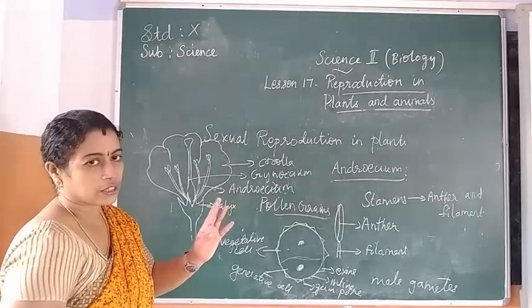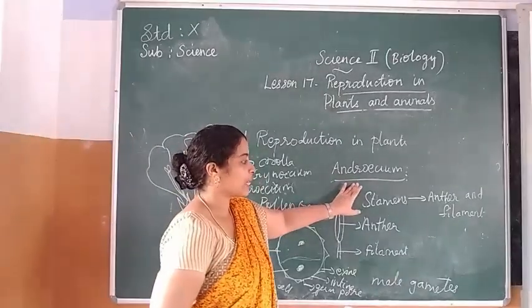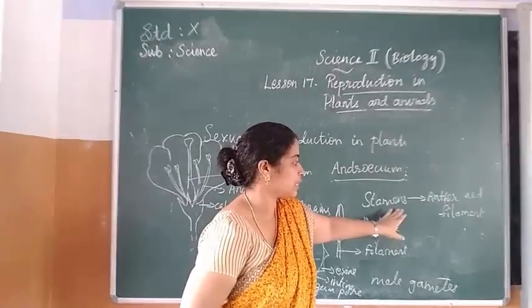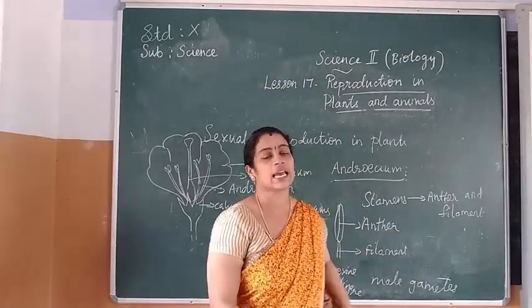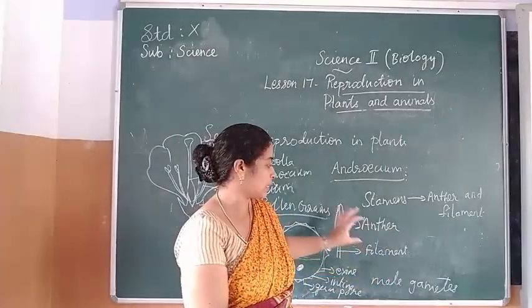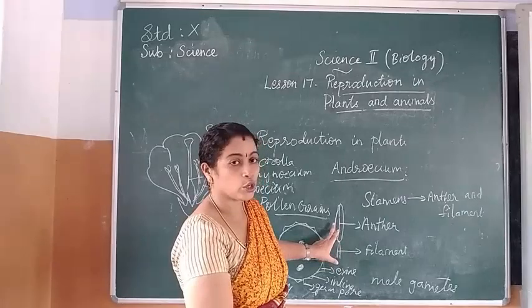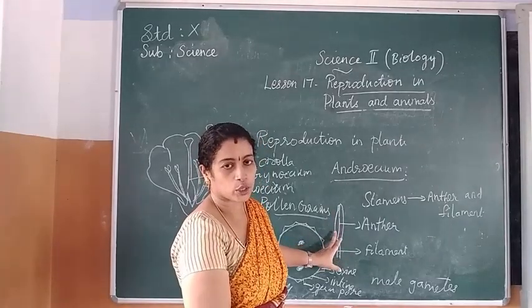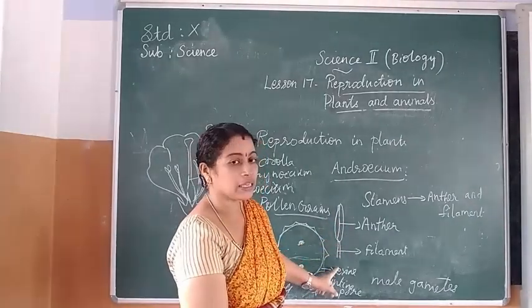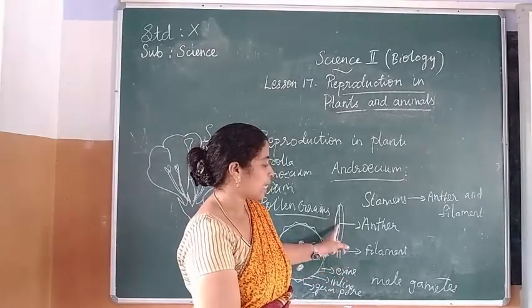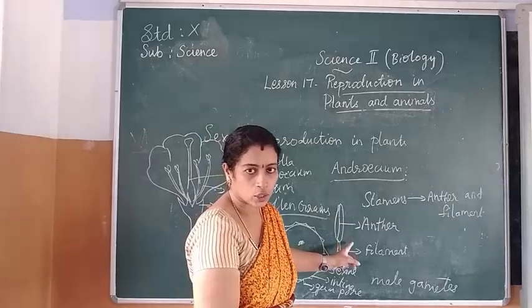First we have seen the androecium, which is known as stamens. Stamens consist of two main parts, the anther and the filament. The anther is the main part of the stamen, which produces the pollen grains, and the filament is the stalk of the anther. The anther is the region where the pollen grains are formed.